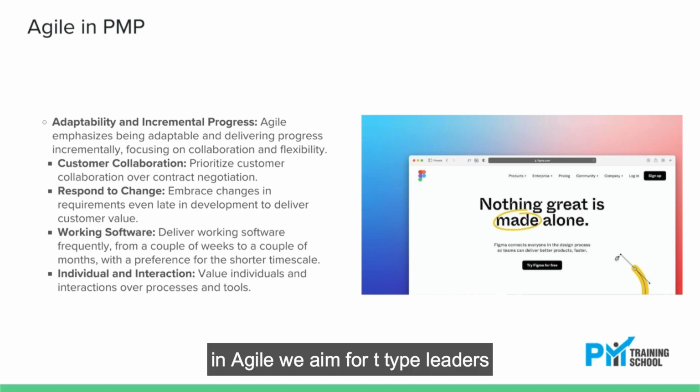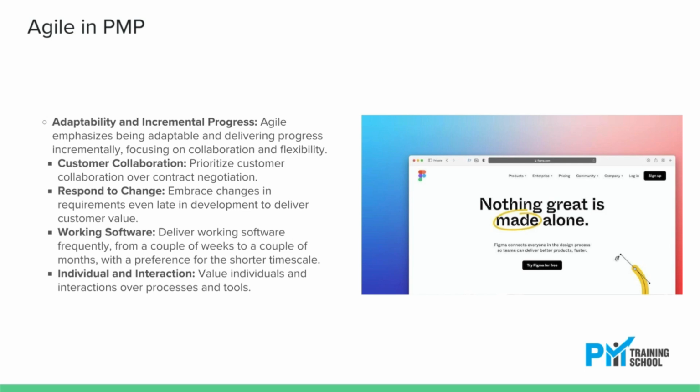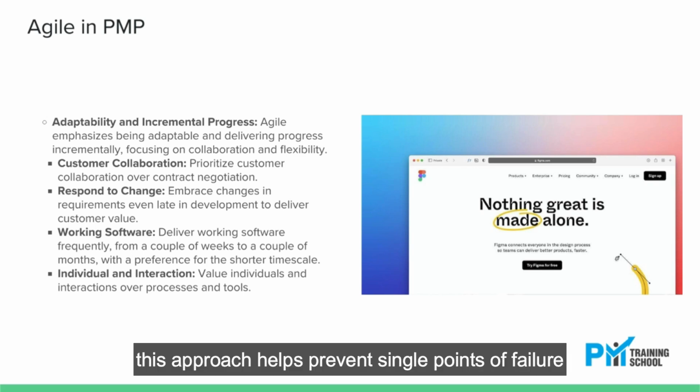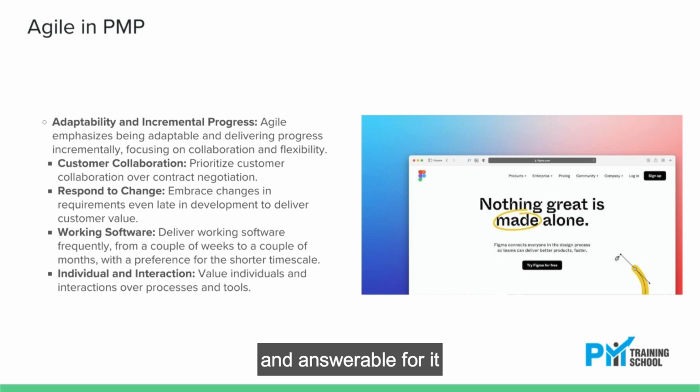In Agile, we aim for T-type leaders, also known as generalized specialists. They possess deep expertise in one area and a general understanding of other topics. This approach helps prevent single points of failure. Team members are empowered and accountable. They select their work and are responsible for it and answerable for it.